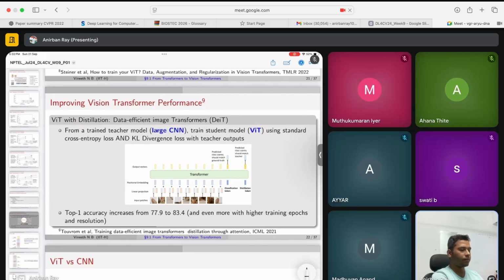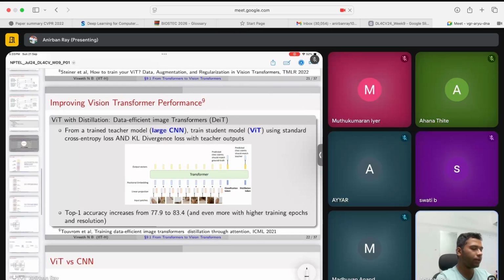Then they represent the distillation loss. What they do is there is a student teacher network. The teacher network is a large CNN, and the student network is a ViT. With this you can improve the ViT performance. ViT is a small architecture, so it learns from the trained teacher model. The loss is a cross entropy loss and KL divergence loss with teacher outputs.